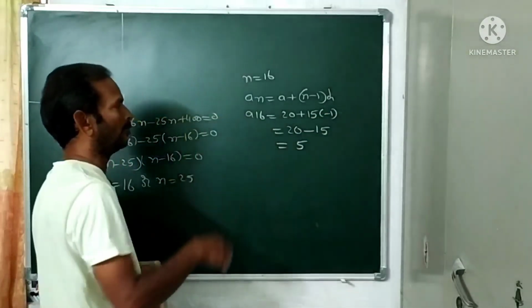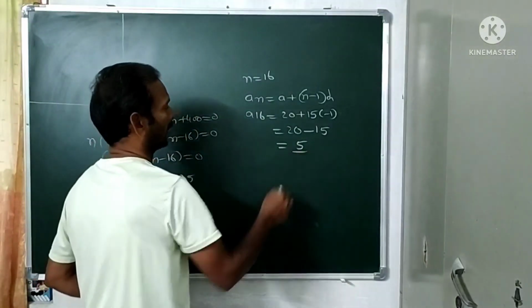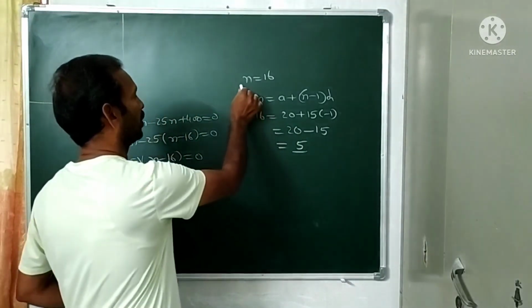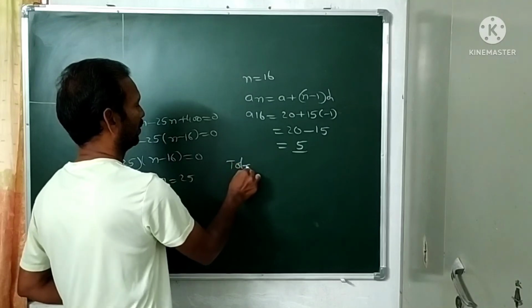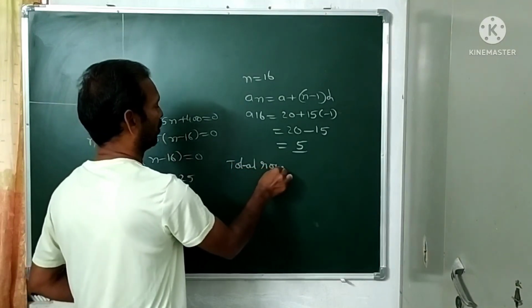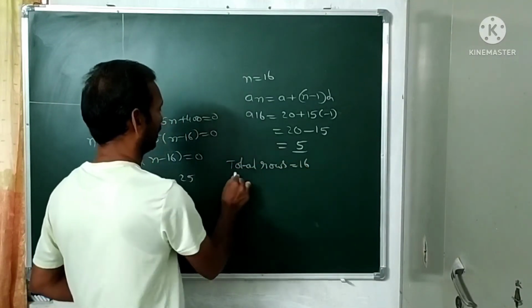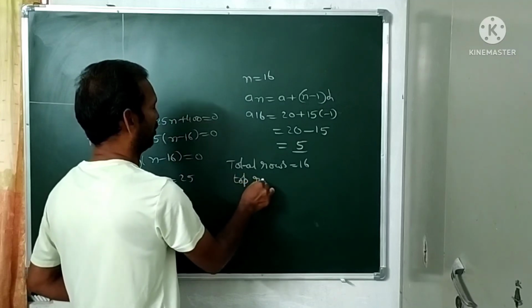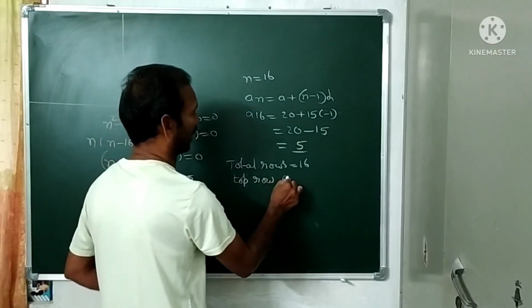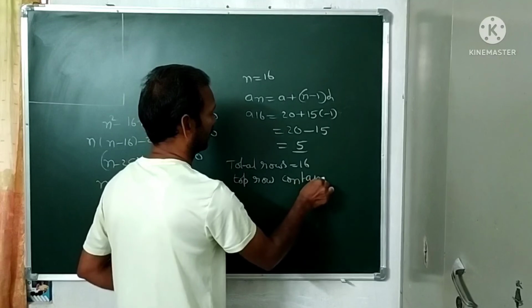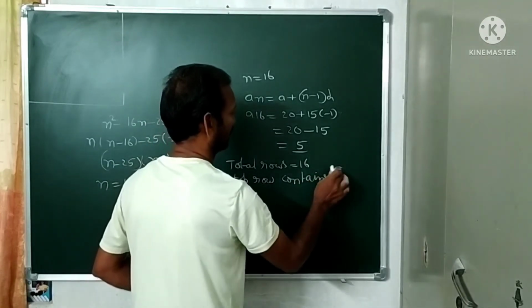So in the top row, how many logs are there? 5 logs are there. Total rows is equal to 16. Top row contains 5 logs.